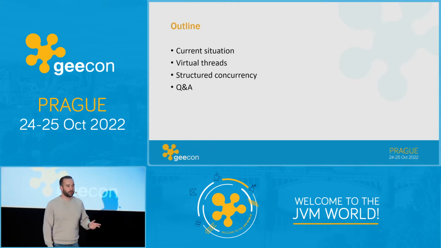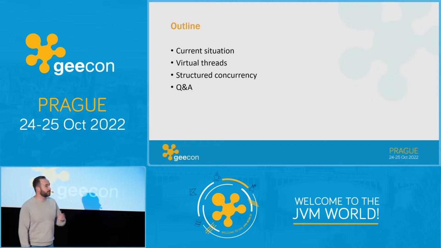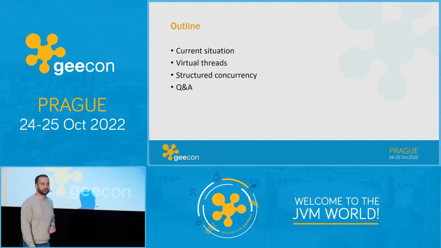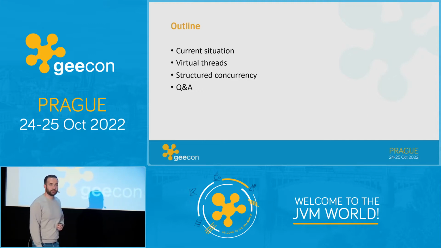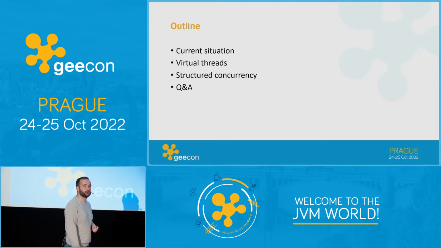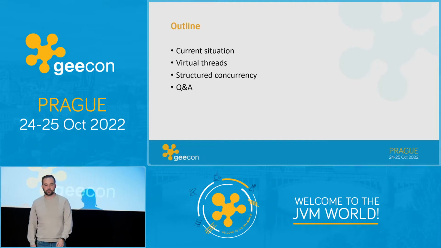So here you have a quick outline of what I will cover today. I will start with what the current situation is in Java, how we are currently using concurrency and how it is implemented. And then I will switch over to virtual threads, which are a new addition. They are in preview with Java 19. And about structured concurrency, which Loom also added as a preview feature to Java 19. And at the end, there is some time for a Q&A.